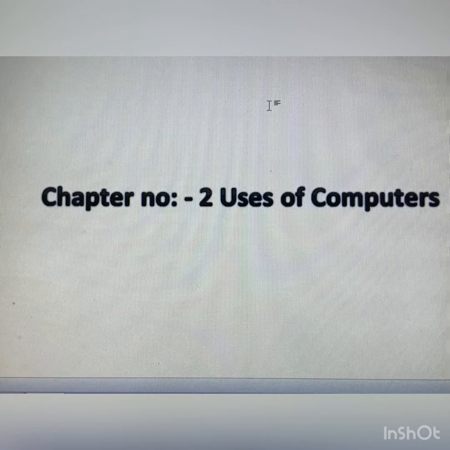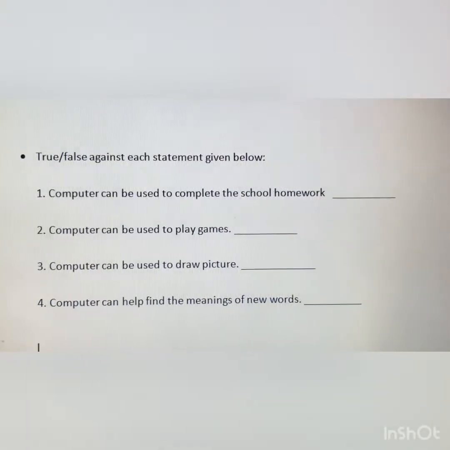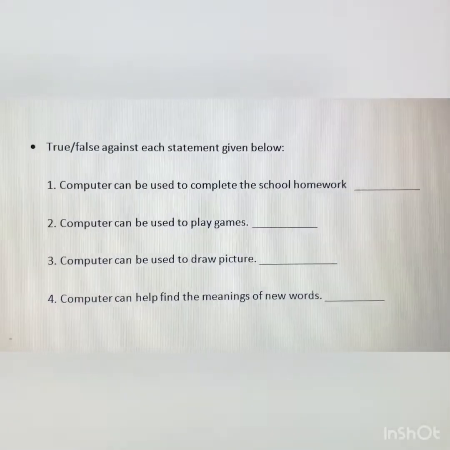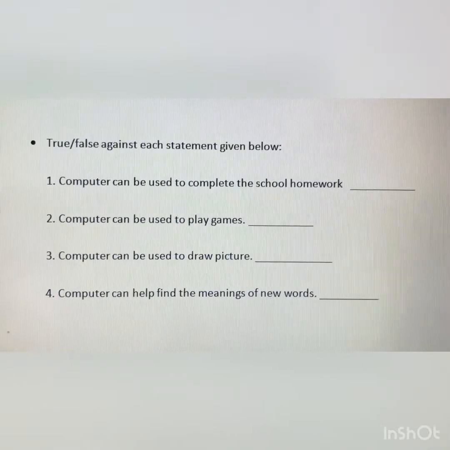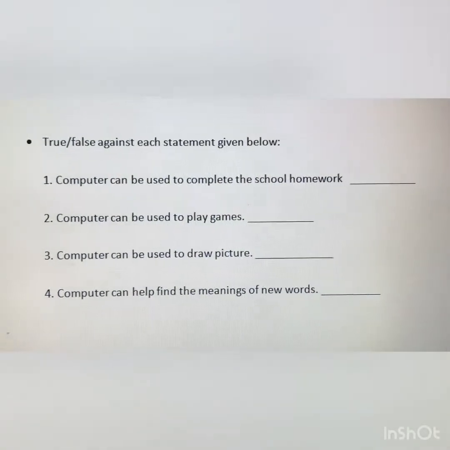So, in the last class, we all saw the places where computers are used. Today, in this video, we are going to learn more about how computers are used in some places. Okay. Now, students, we will discuss true and false for each of the following statements.